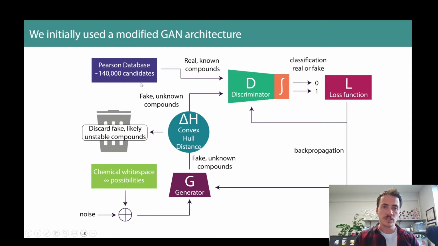You've got real materials from some sort of crystal structure database. We were using the Pearson. We pass those into a discriminator, and we've got fake materials, fake CIF cards essentially, coming out of our generator.